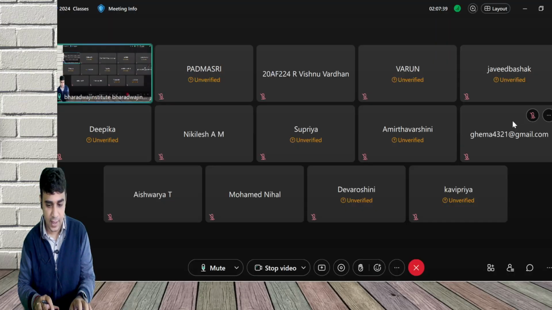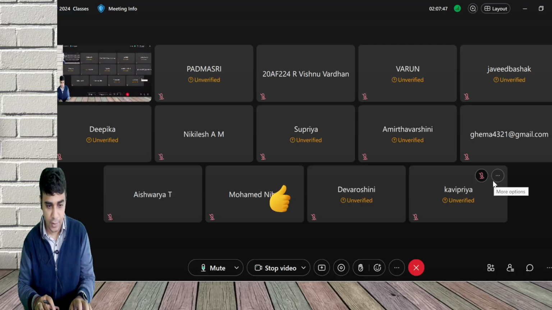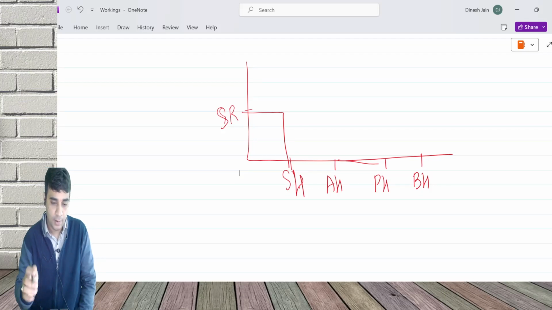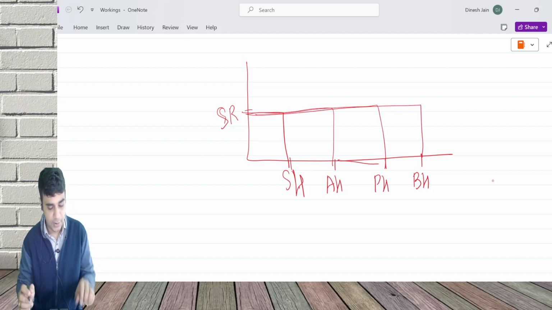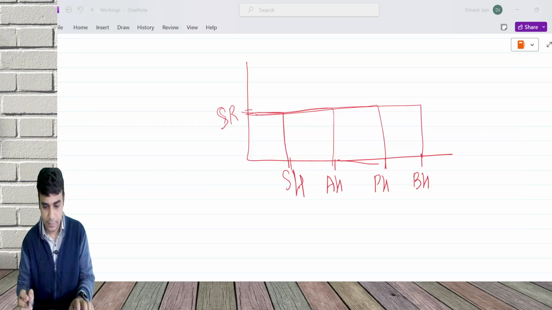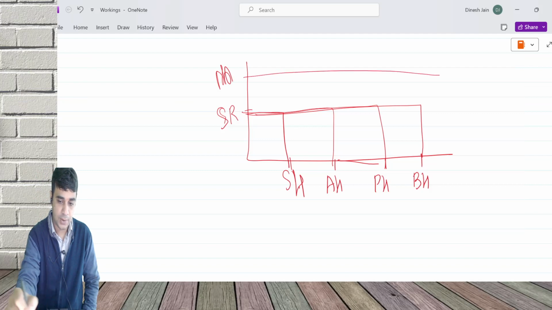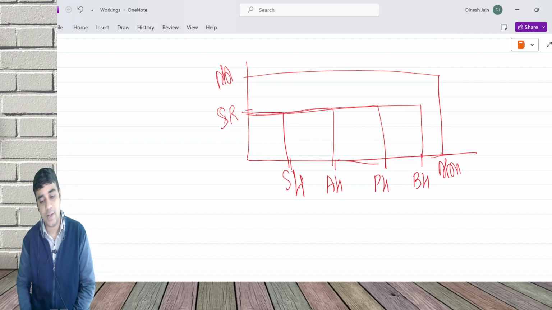So live online friends, I'm connected again. In between, I got disconnected. Please confirm you're able to see the screen. Okay. We just started with the chart for fixed overhead. SR into SH, SR into AH, SR into PH, SR into BH. On the top, you have AFOH.